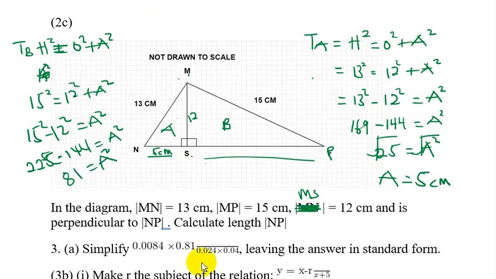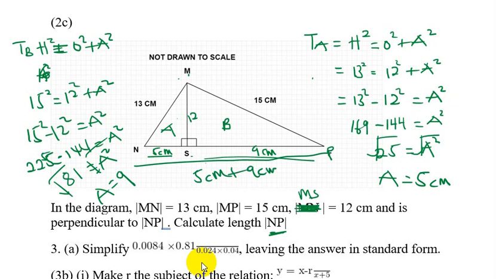But we are not looking for a squared, we are looking for a. So you square root here and square root here. So I get a equals 9. So here is 5 centimeters and here is also 9 centimeters. We have to find NP from here up to here. So what do we do? We just add. That will be 5 centimeters plus 9 centimeters, and that will give us 14 centimeters. That is all for the C part.